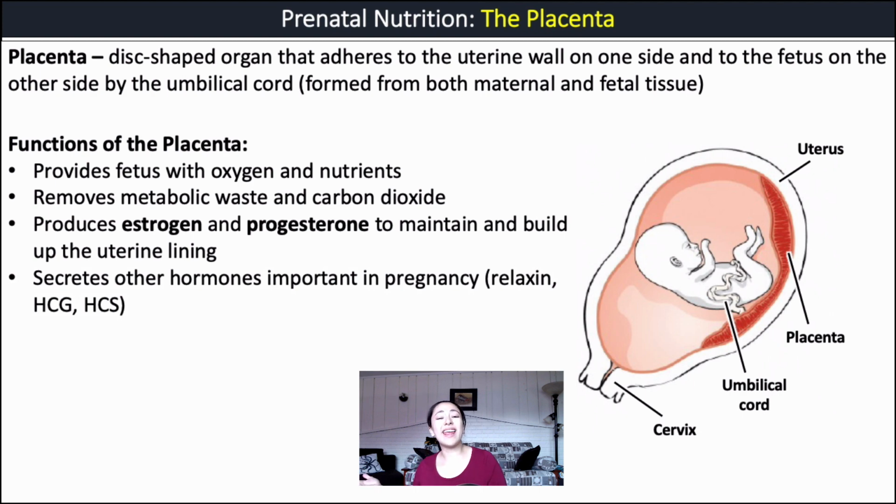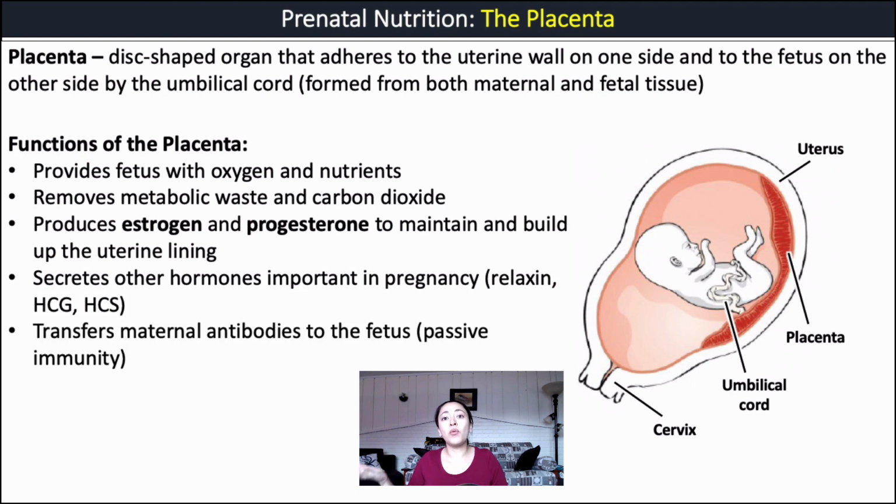It secretes the hormone HCG, which stands for human chorionic gonadotropin, which is released early on in pregnancy, and this actually keeps the corpus luteum around within the ovaries. The corpus luteum produces progesterone and estrogen until the placenta can take over around week 12 of pregnancy. The placenta also produces HCS, which stands for human chorionic somatomammotropin, and this hormone is really important in modifying the metabolism of the mother to provide more nutrients for the developing fetus.